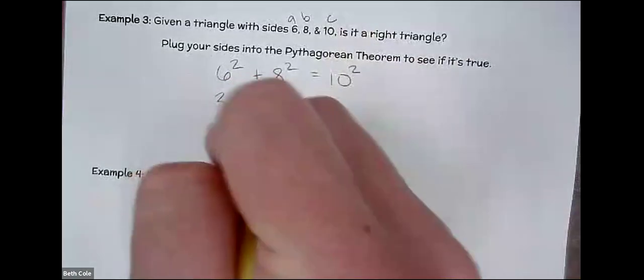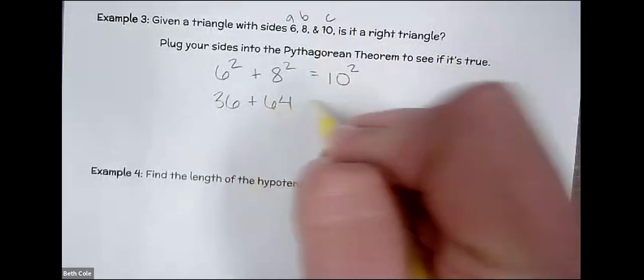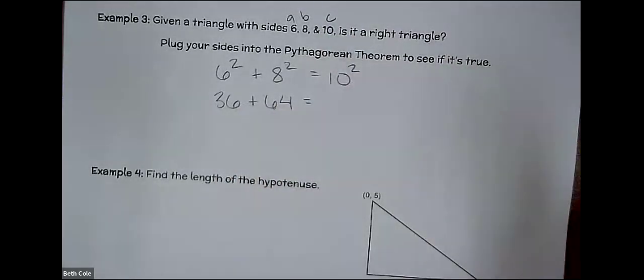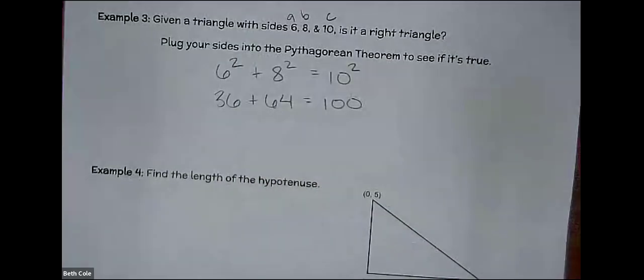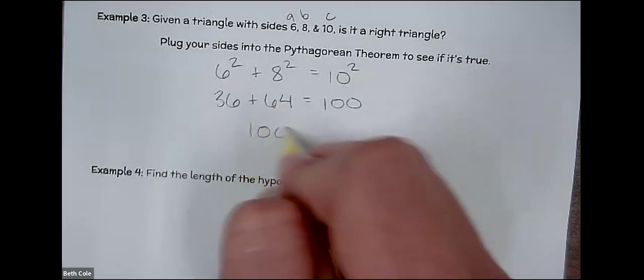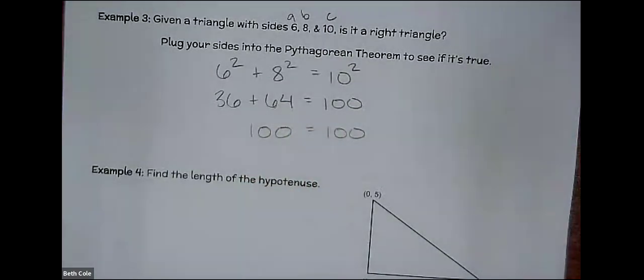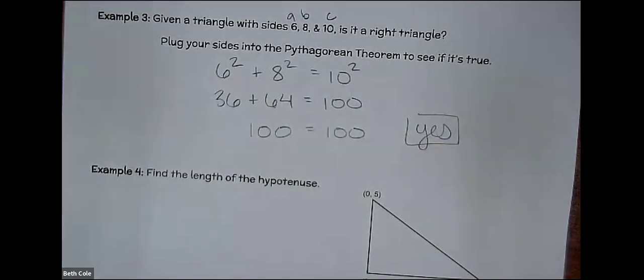So 6 squared is 36. 8 squared is 64. We did 10 squared a couple of times already. That one's what? Yeah, 100. And then we're just going to see if that's true. Well, 36 plus 64 is 100. So did it work? Yes. So our answer is yes. It's a right triangle. Now, if you got something that wasn't true, like 80 equals 100, you would just say no. All right, so you're just testing, does it work or not?